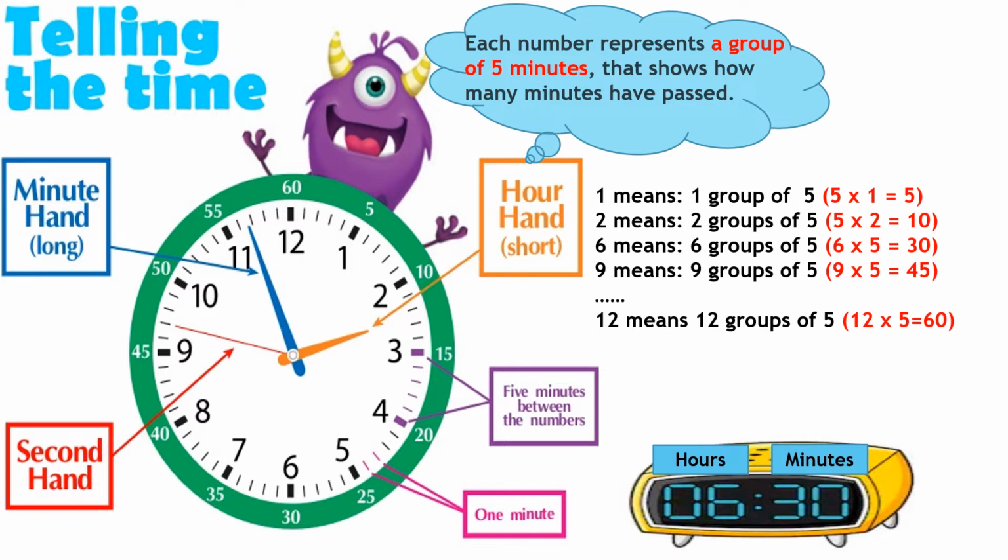So when it starts from 12, it begins at 0, 0. When it moves and goes back to 12 again, it means 60 minutes have passed. So from here we get that 1 hour equals 60 minutes.